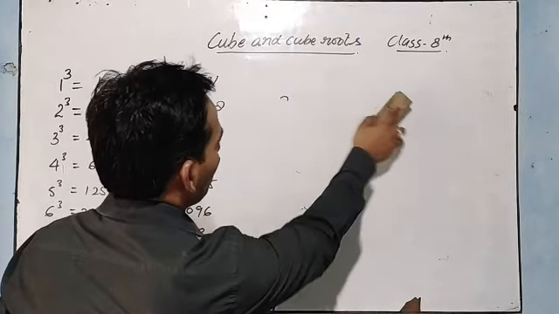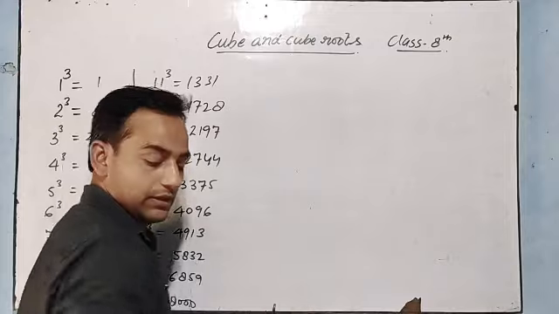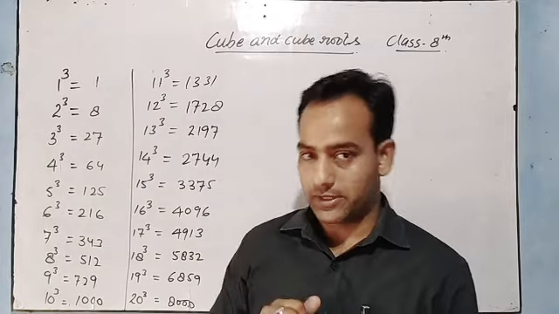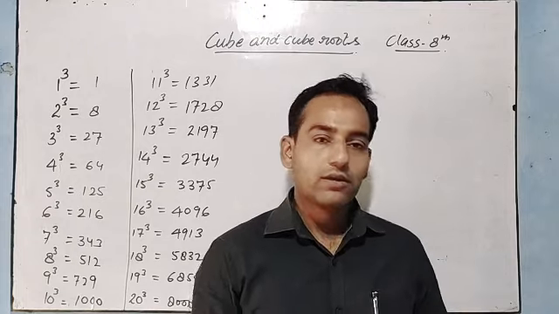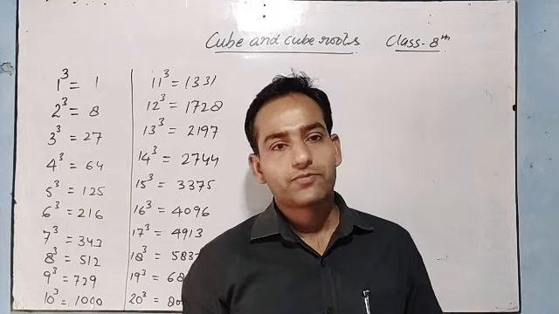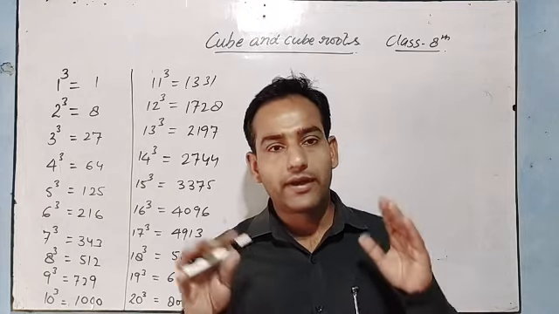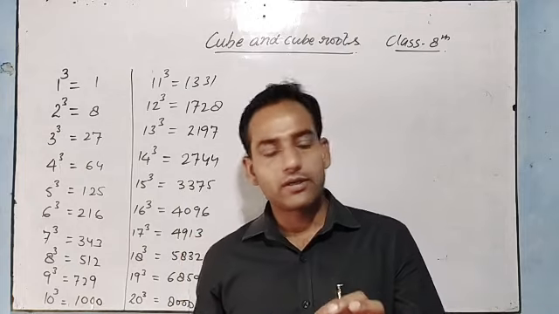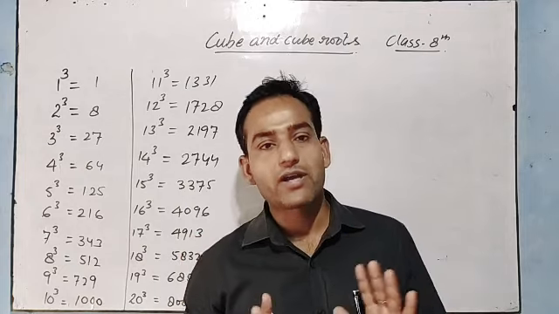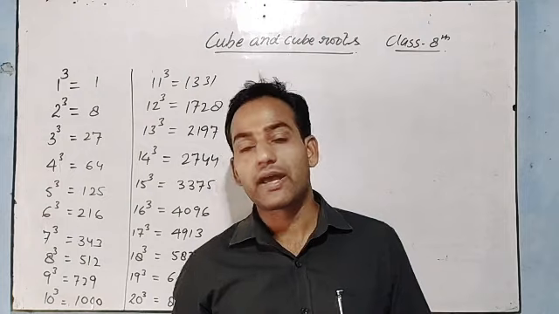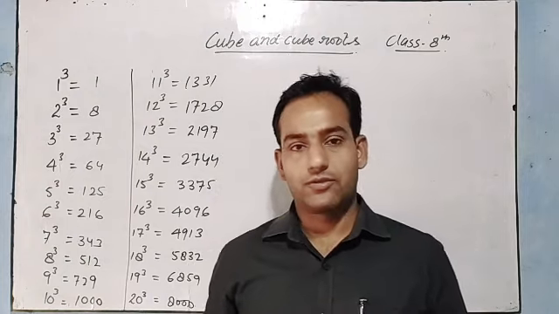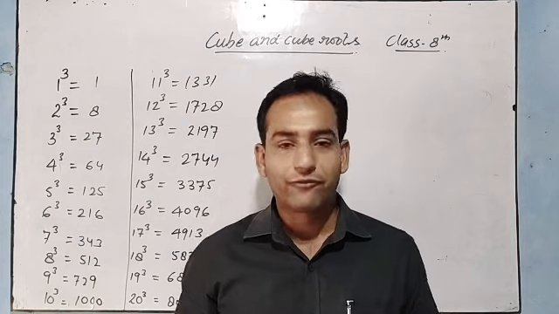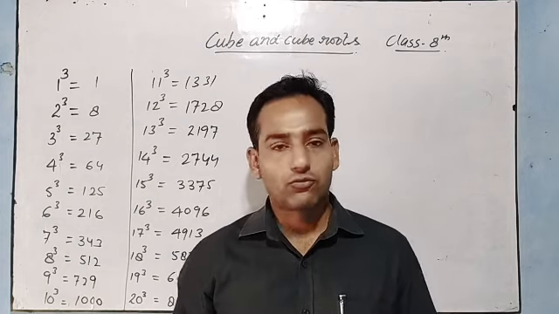So already I have written the cubes of the numbers from 1 to 20. And already I have told you that for square and square roots, you should have in your mind always, at least 1 to 20, the squares of any number. In the same way, you should have in your mind the cubes of the numbers from 1 to 20 at least for your benefit, for solving the questions.